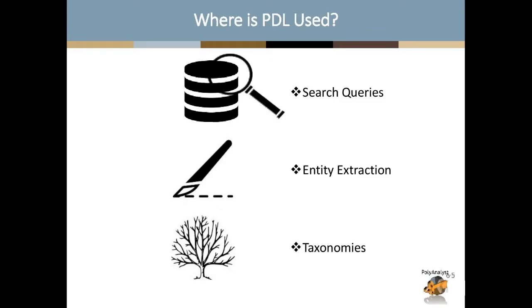So where is PDL actually used in PolyAnalyst? You can use it in search queries like we've been talking about so far. If you'd like to look for documents that match our query, we can construct it like that. We can also use PDL in what's called entity extraction to actually create objects inside of our documents to be used for additional queries or information compilation or fact extraction. And then we can also use PDL queries in taxonomies, which are ways of organizing and structuring our data into hierarchies. This is very useful for classifying our data.